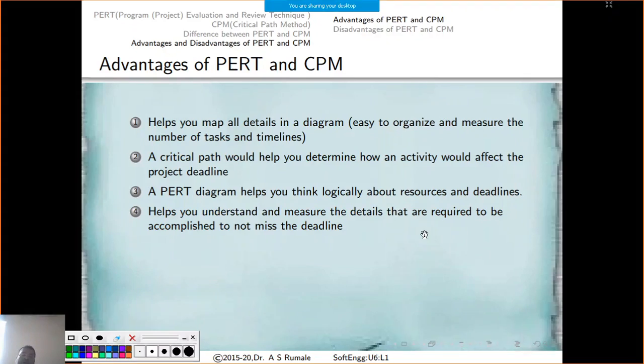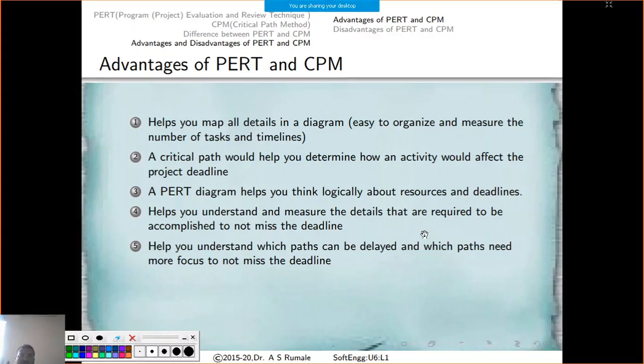The fourth advantage of PERT and CPM is that they can help you understand and measure the details that are required to be accomplished so as not to miss the deadline, because you are required to complete your project, or any activity in your life, within a time. If you finish it early, it is sometimes not good. If you finish it afterwards, it is simply useless. You have to finish it on time or within time, and that's why you have to understand that.